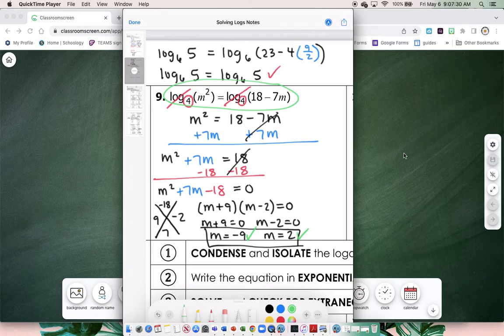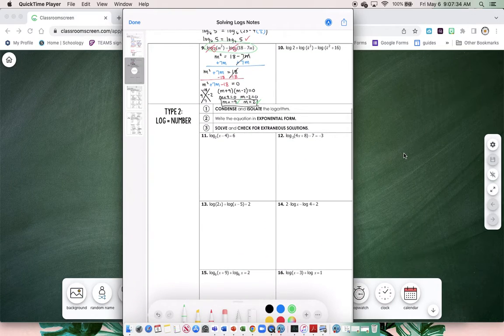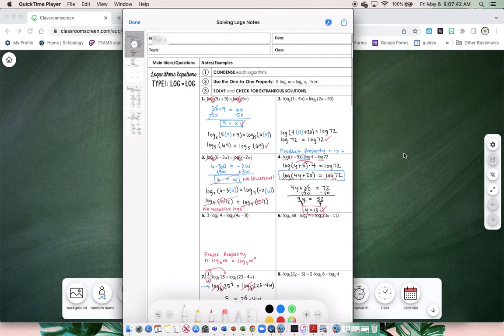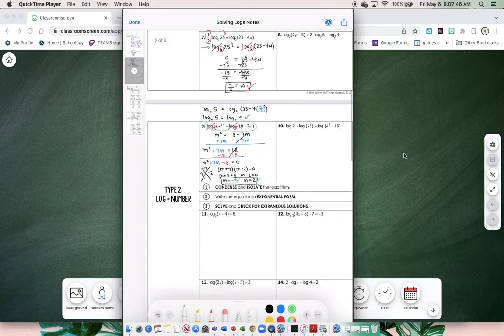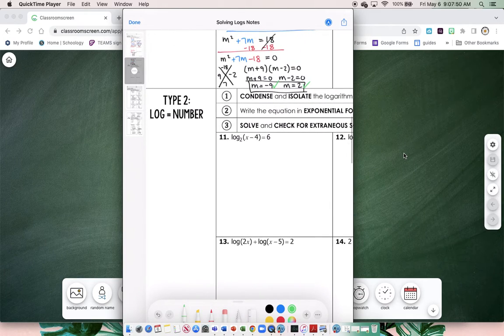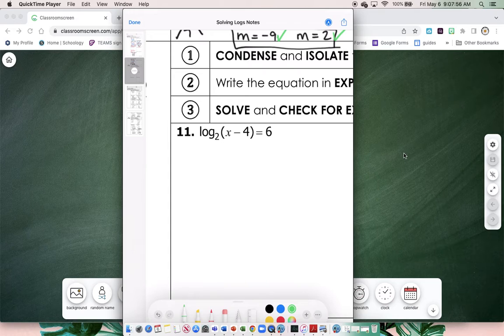Okay. Let's talk about the last scenario. So we have two types. Do you see on the left side it says type 2, log is equal to a number? So this whole time we've been talking about logs on both sides, right? And we were able to solve by dropping the log, if they have the same base. But what happens now if I have a log on just one side and it's equal to a number on the other side? Well, we have to transform this log to an exponential.